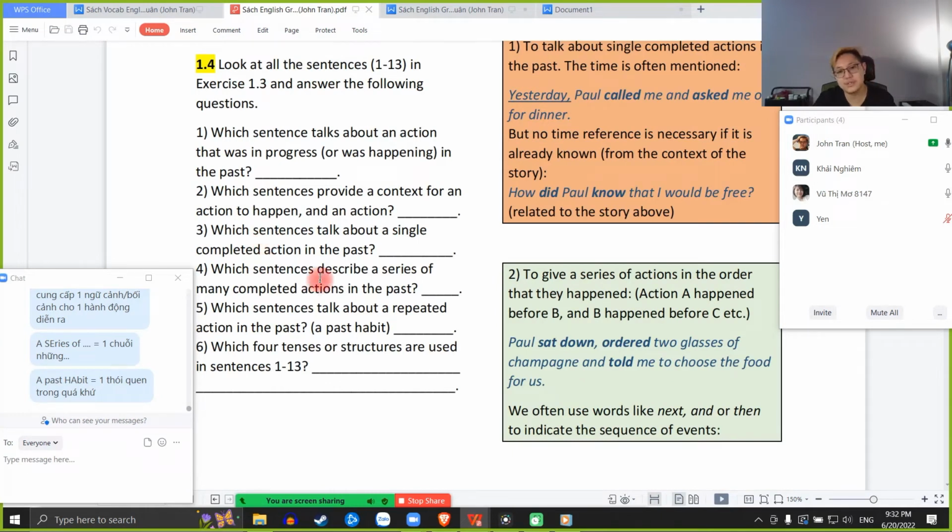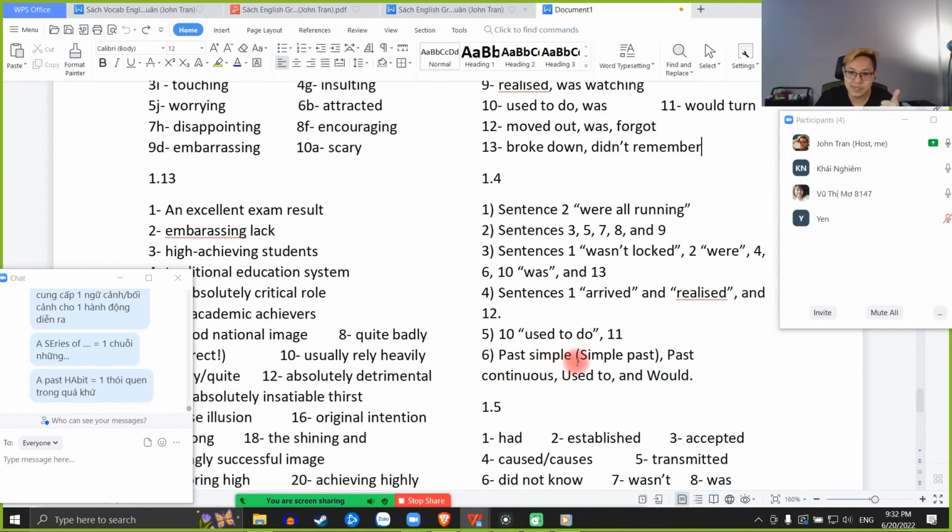Which four tenses and structures are used in sentences 1 to 13? Những thì hoặc cấu trúc nào được sử dụng cho câu 1 đến câu 13? Đó chính là past simple, past continuous, quá khứ tiếp diễn, quá khứ đơn, used to and would, dạng đã từng á.